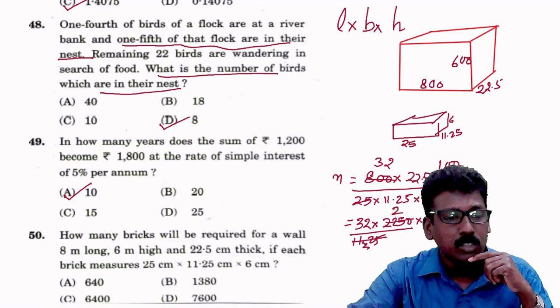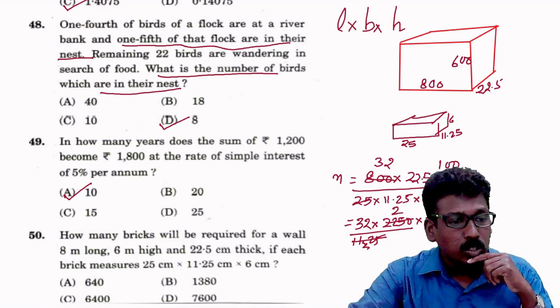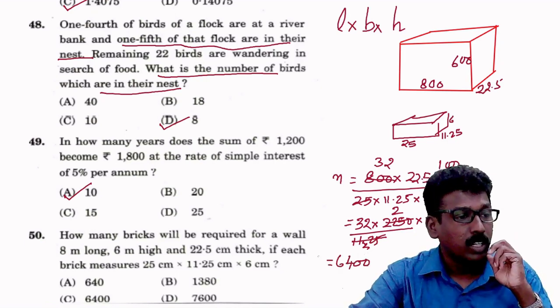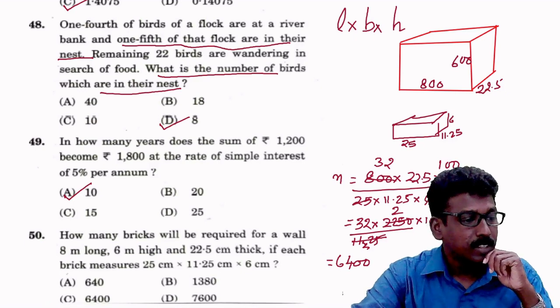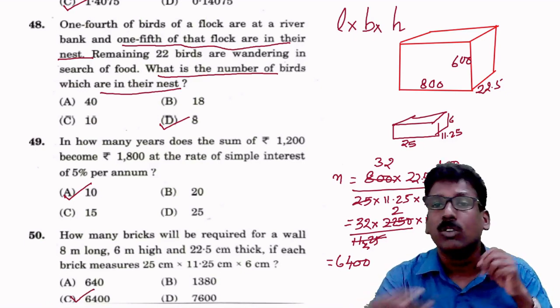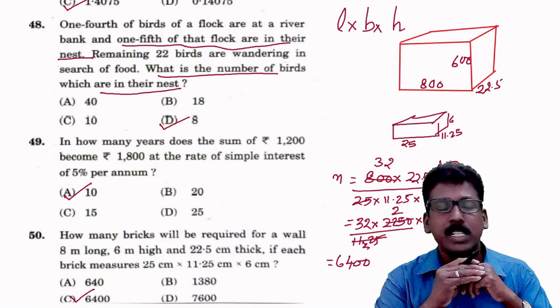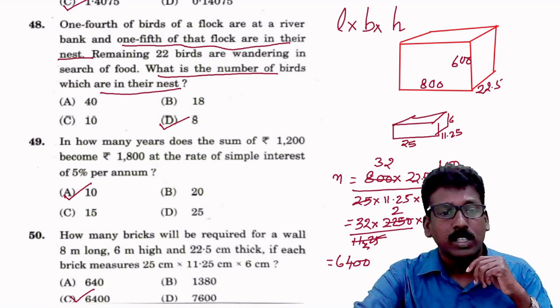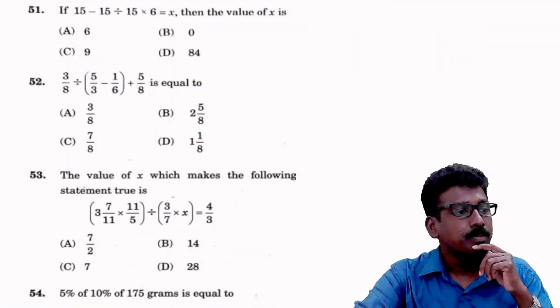2250 means it is double, so it is 2 times. So 32 into 2, it is 64, 2 zeros, 6400. Yes, C is the correct answer. 6400 bricks needed. Now look at the next question, that is question number 51.